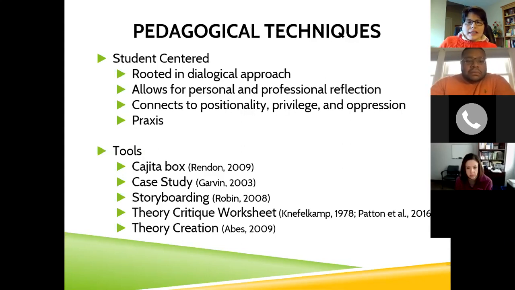I've tried it a few different ways, and I always have them share with the class their cajita box. So, walking through the various components, explaining what the meaning is for them, and then how that builds into their positionality, whether as a privileged identity or an oppressed identity, and then what that means for who they are as a professional, and potentially for the larger conversation regarding advocacy work and things of that nature.